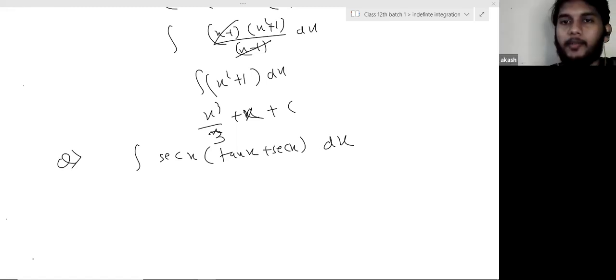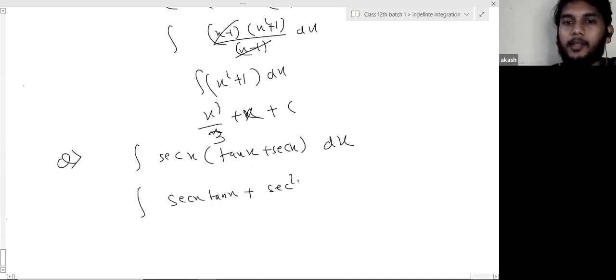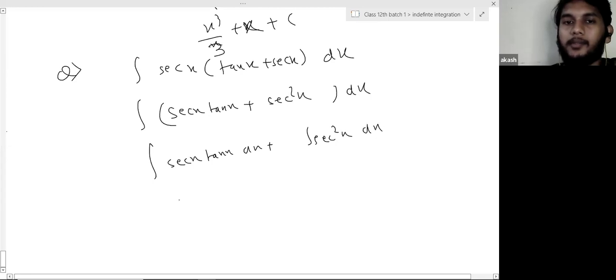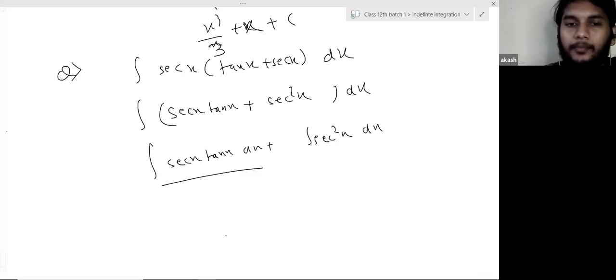All right. This is also a very simple question. Just open the brackets. This is sec x into tan x plus sec square x, and this is dx. Break it down: integration of sec x tan x dx plus integration of sec square x dx. Ishan, what is this formula? Integration of sec x tan x.